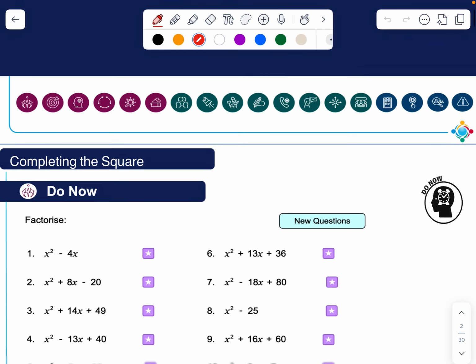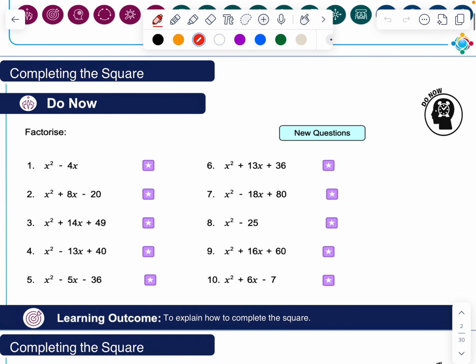Right, okay, so we're going to look at completing the square today. So this is the do now task. There is a lot of questions, so we're only going to do a couple of them. So these questions just ask you to factorise. So the first question, they both have an x in common, and then inside would be x minus 4.